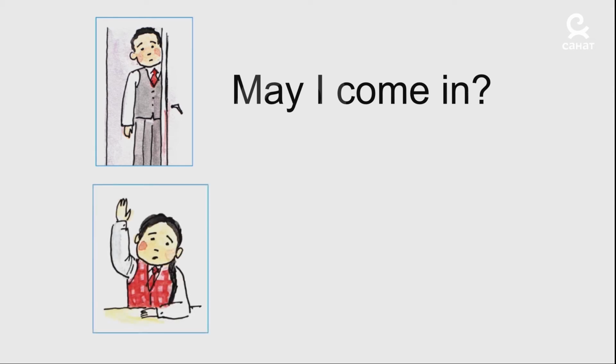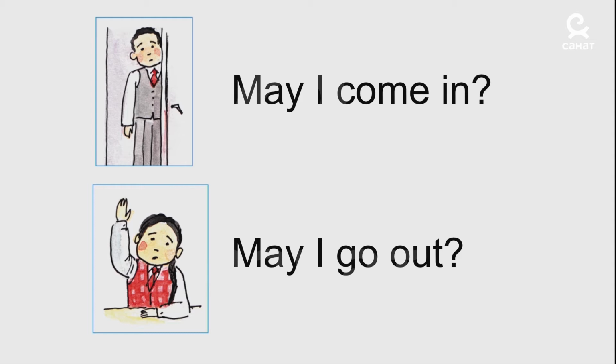Okay, what about this picture? Right. May I go out? One more time. May I go out? Do we write go out as 1 word or as 2 words? Yes, as 2 words. How do we spell the words go and out? G-O-O-U-T. May I go out? Great. Look at this picture.